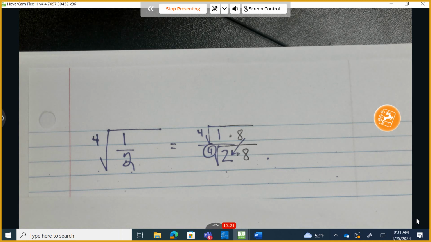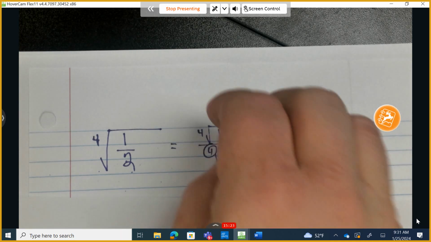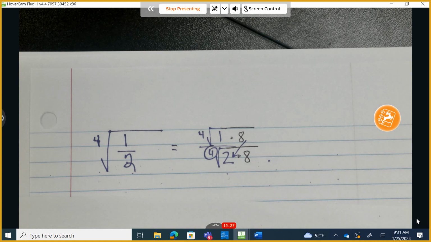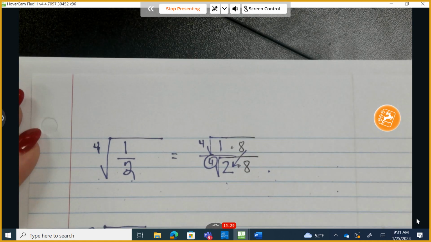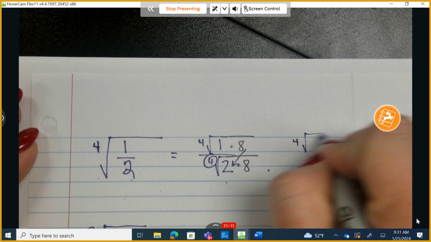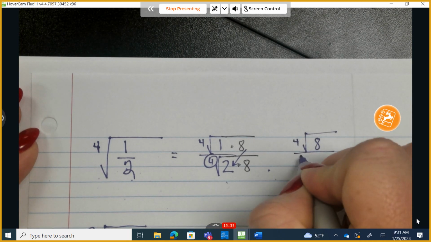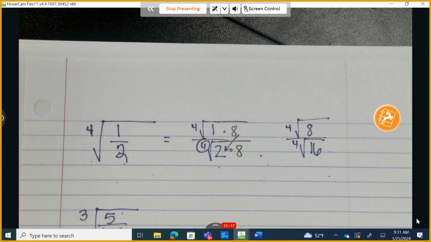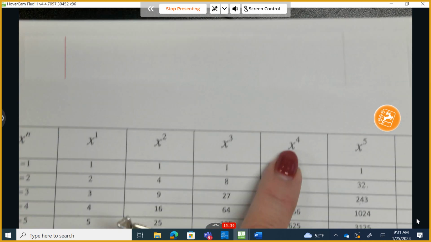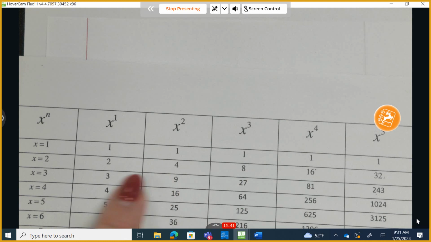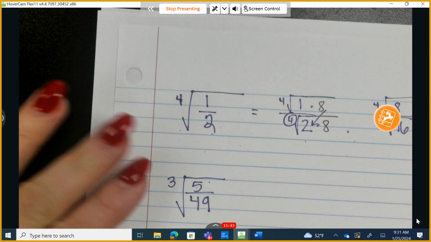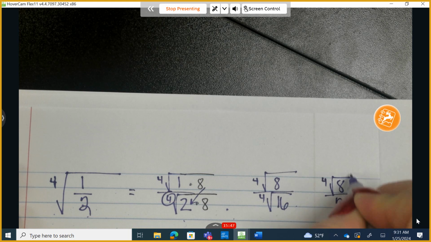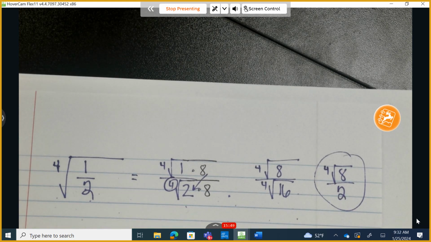If you're wondering why we are doing that, our whole goal is to rewrite this, keeping the value exactly the same, but ending up with no radical in the denominator. So here we go. In the top, I have the 4th root of 8, and on the bottom, I have the 4th root of 16. Why is that a good thing? Well, here's the 4, here's 16, go off to the far left-hand side, and it's an answer of 2. So I can rewrite this as the 4th root of 8 over 2. This is the correct answer.